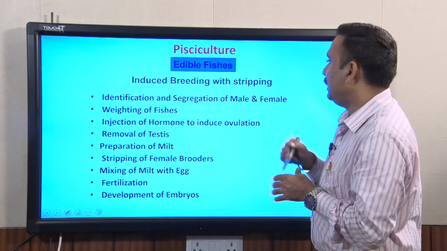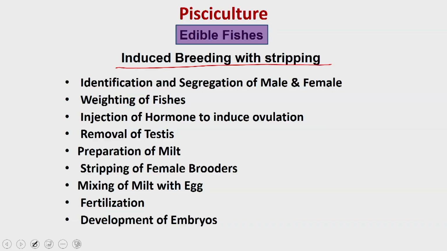Now, let us come to the induced breeding with stripping. What is meant by induced breeding with stripping is that the initial few steps are identical, which means you have to identify and segregate the males and females, then you have to weigh the fishes, then you have to inject the hormone to induce the ovulation. In this case you also have to inject the hormones into the male as well.